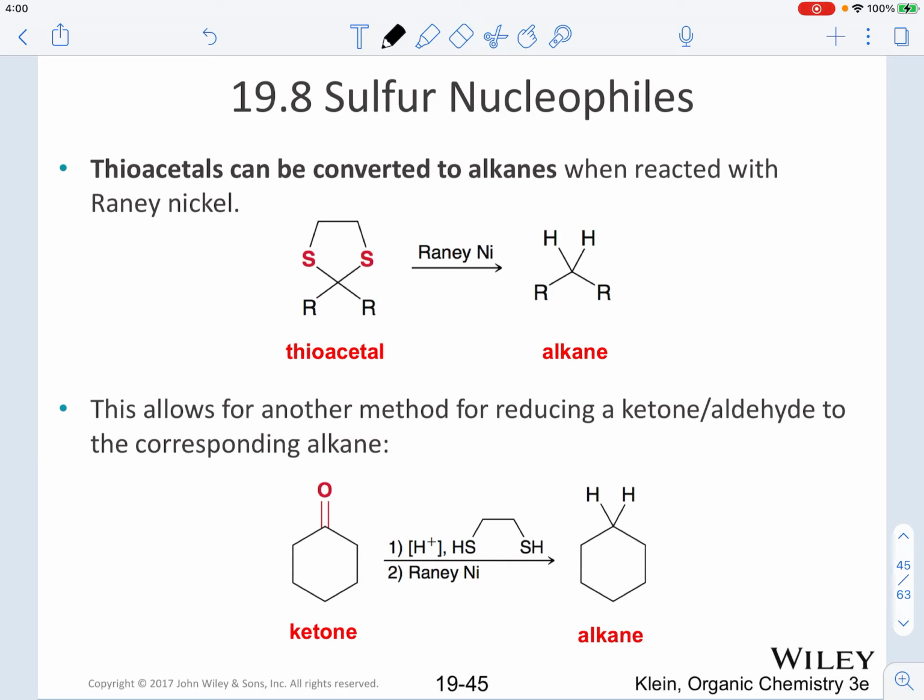Okay, now understand that this allows for another method for reducing a ketone or an aldehyde to produce an alkane. We, in the previous video, learned about the Wolff-Kishner reaction, but now understand that there's another way to convert particularly a ketone to an alkane, and that is with the use of a thioacetal followed by a second step with Raney nickel.